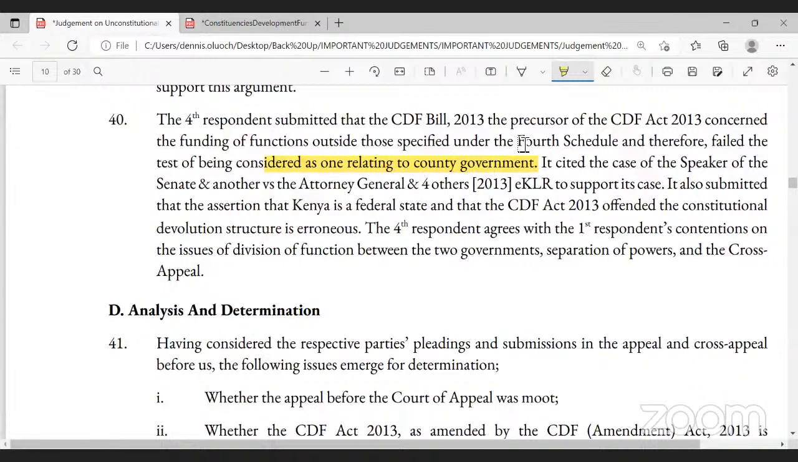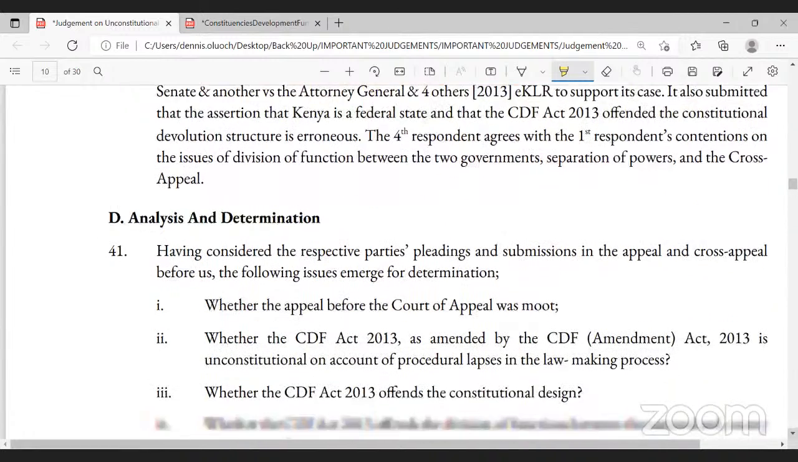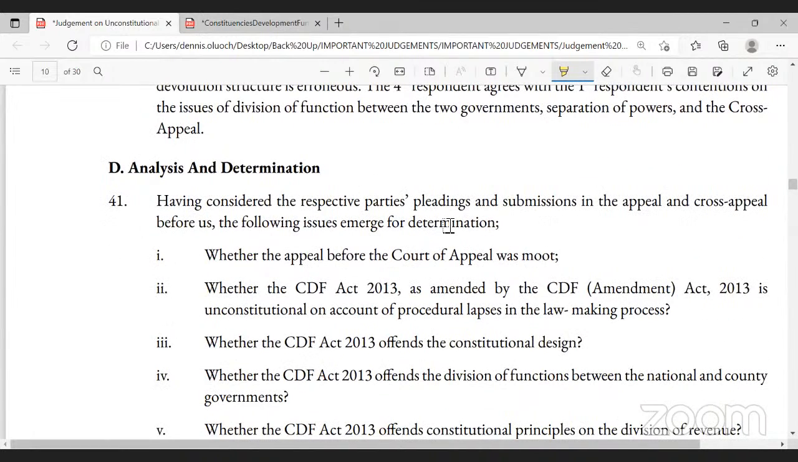Funding was specified in the fourth schedule of the Constitution. And so that is there. We have now seen that the appellants and the respondents have now made their case. And so, the analysis and determination: the court, having considered the respective parties and submissions of the appeal and cross appeal before us, the following issues emerge for determination.